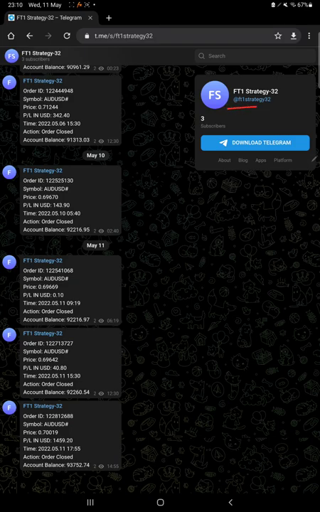By joining this channel you can stay updated on Telegram with whatever trades we are placing, with the order ID and whatever the current price is as per the AUDUSD we are trading. It will be live updated on Telegram.